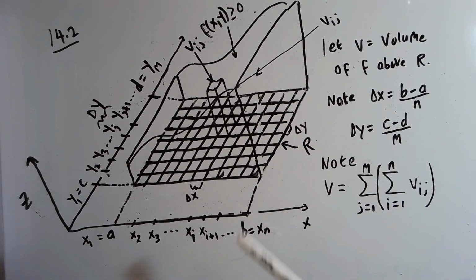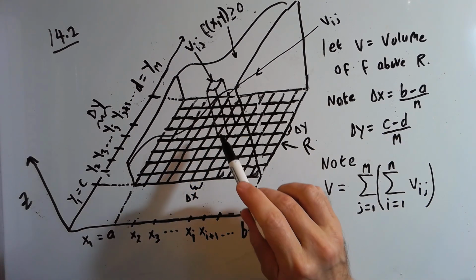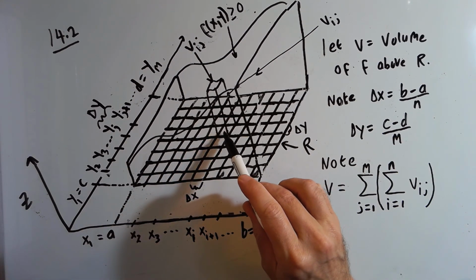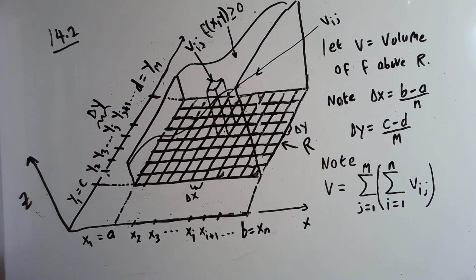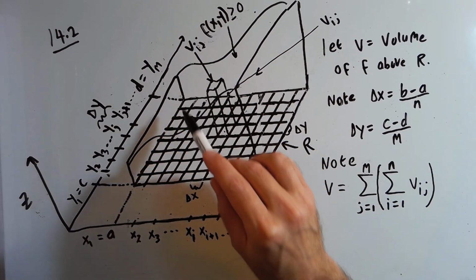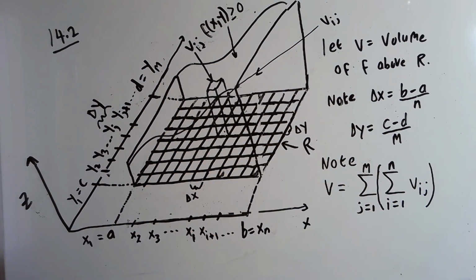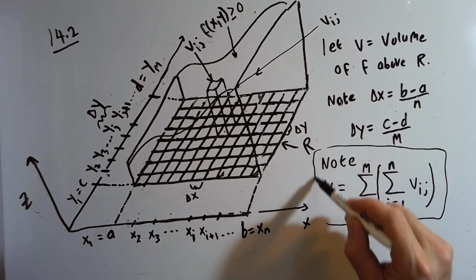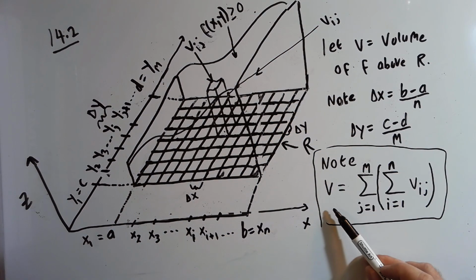Okay, so I'm looking at a typical little guy here, so that's this guy here. I'm looking at the volume above that. I'm calling that Vij. So I could find the little volumes for each of these little rectangles in there and add them all up, and that would give me the volume of the whole region. So in particular, I would have this equation here. If you add up all the Vij's, it would be a double sum, because you got this way and that way. That will give us our V.